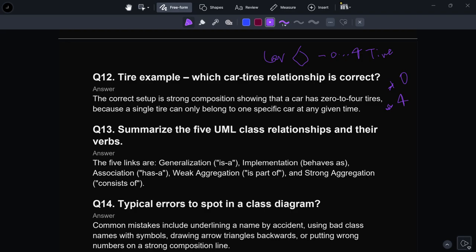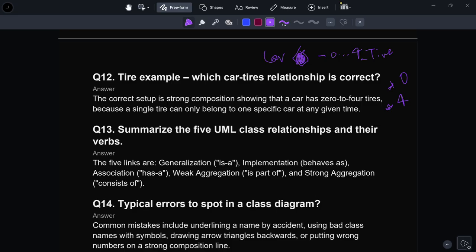Many people assume it is weak aggregation because if you junk a car, you can save the tires and put them in a new vehicle. However, composition does not mean the parts are permanently glued forever. It means structural exclusivity, because a tire cannot be shared by multiple cars at the same moment, so it is modeled as strong composition. This is what we need to understand: Car is a strong composition for Tire. And this is how we will model it.